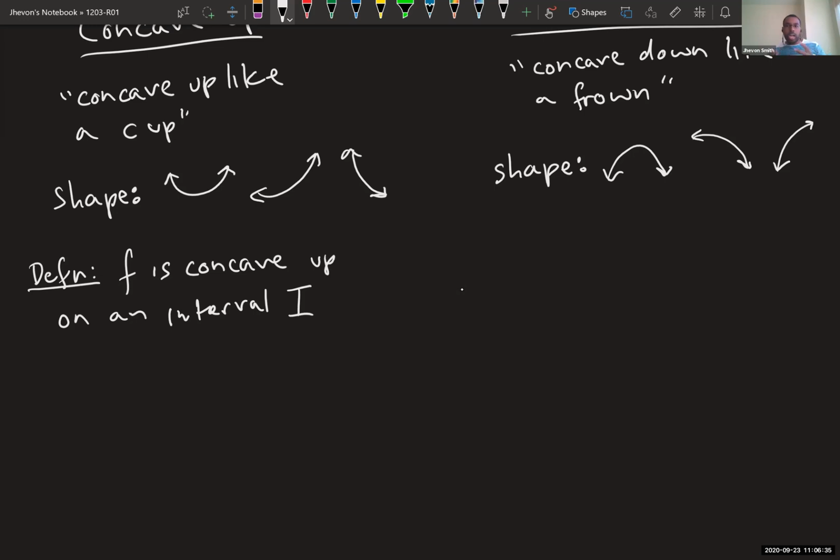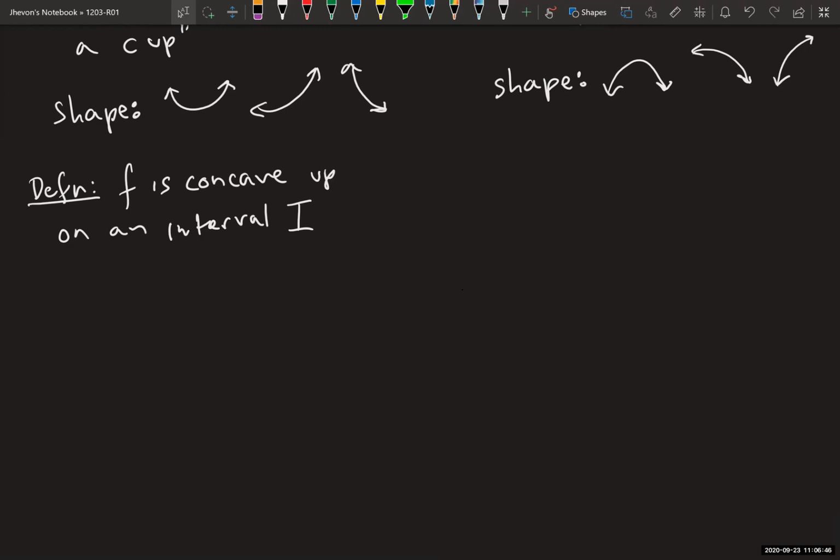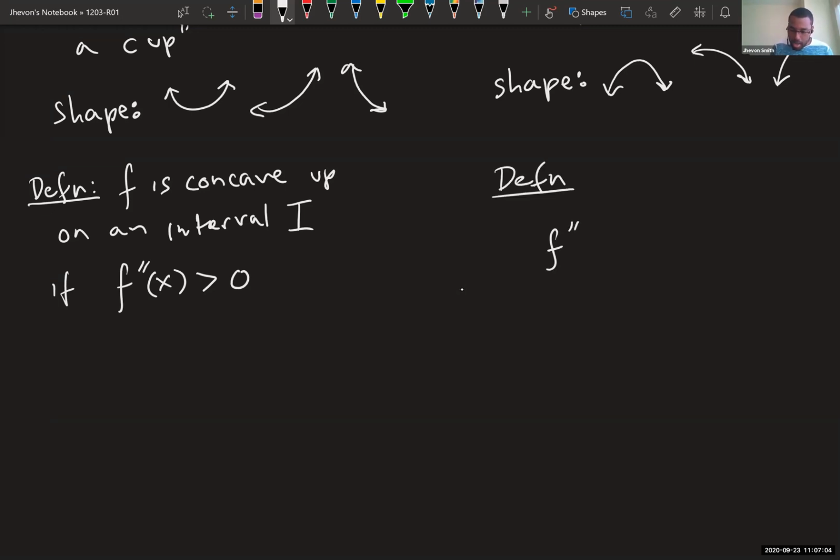Tell me about a computational way you can check this. How do you know where something is concave up? It's concave up if f double prime of x is greater than 0. Concave up is when the second derivative is positive, it's feeling happy, concave up like a cup. And here, your f double prime is negative on I. So you can tell where something is concave up versus concave down by checking the second derivative. Find the second derivative. All points where it's positive, the graph will be concave up. All points where it's negative, the graph will be concave down.